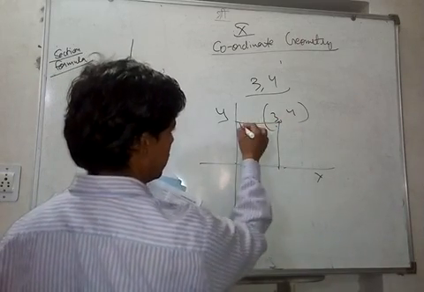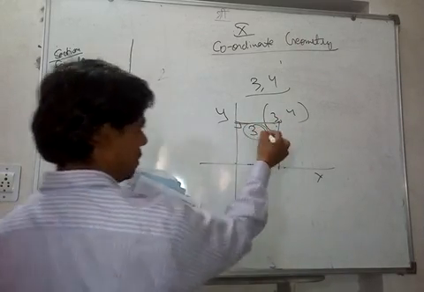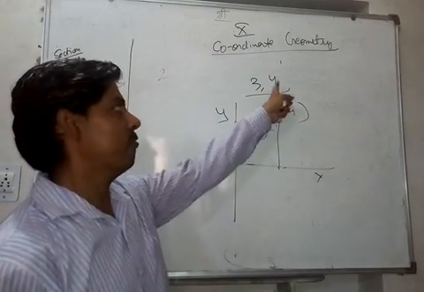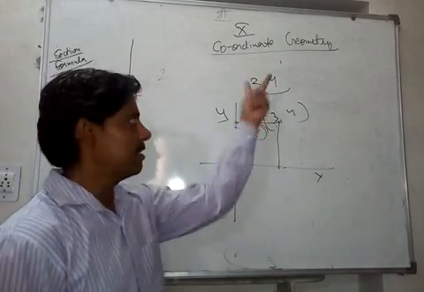So where is the y-axis? This. So this distance is 3 units. So this is 3 units from the y-axis and 4 units from the x-axis. It is just the reverse.